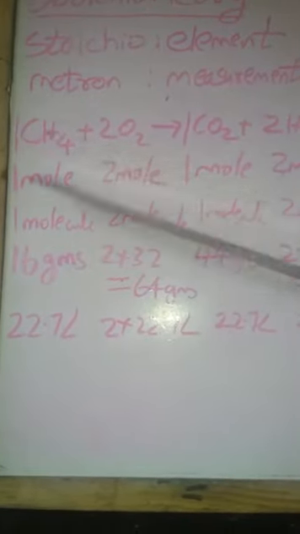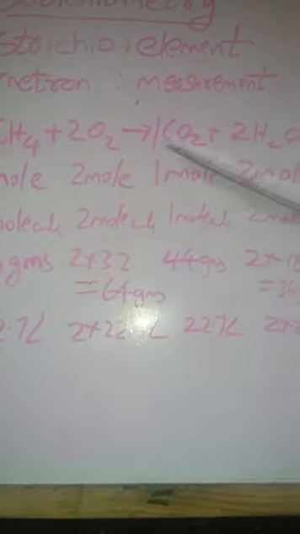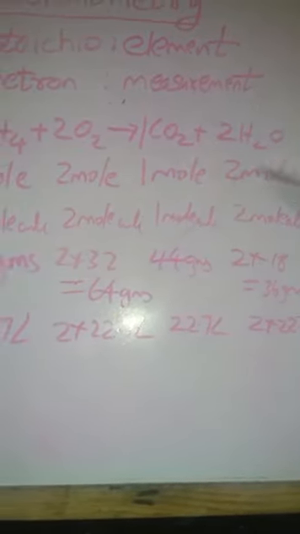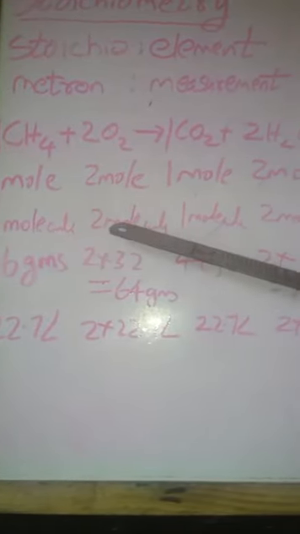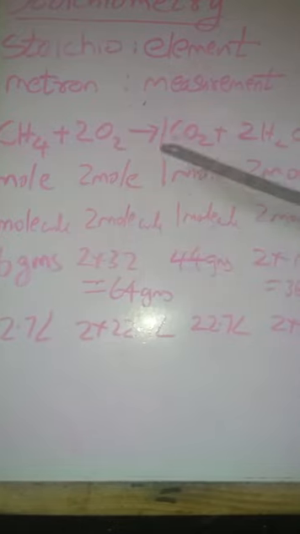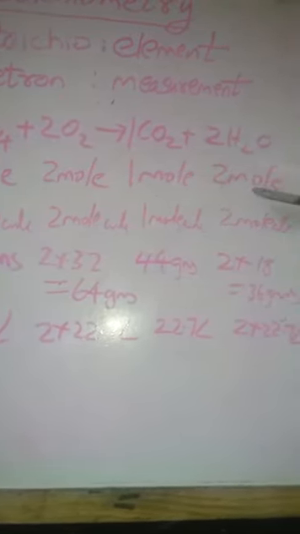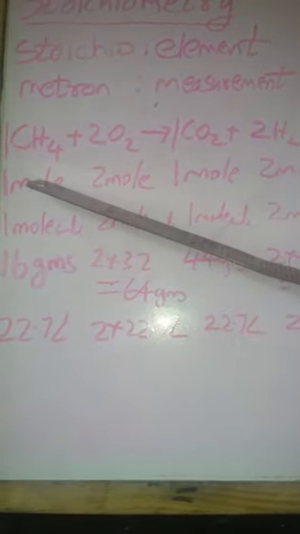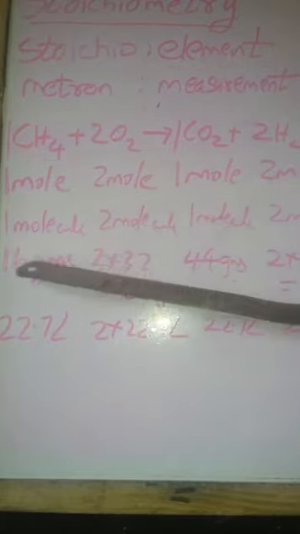First, 1 mole of methane reacts with 2 moles of dioxygen to give you 1 mole of carbon dioxide and 2 moles of water, or 1 molecule of methane reacts with 2 molecules of dioxygen to give 1 molecule of carbon dioxide and 2 molecules of water. Now, 1 mole is equal to the molar mass. So, 1 mole of methane means 16 gram.